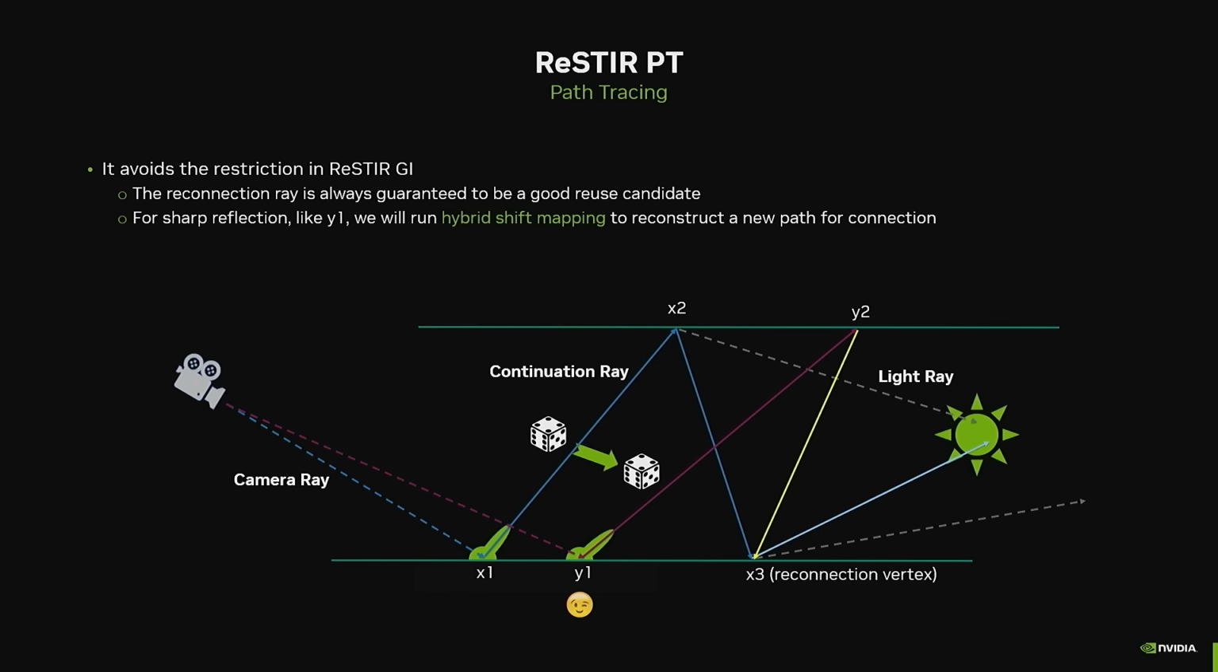We also know X2 is rough. So because the offset path is similar to the prefix path, there's a good chance Y2 is rough as well. Connecting to rough vertexes actually is going to result in good resampling power here. And also we can notice this continuation rate here at Y1 matches with the BRDF quite well. This is essentially how ReSTIR PT improves the performance where ReSTIR GI fails.